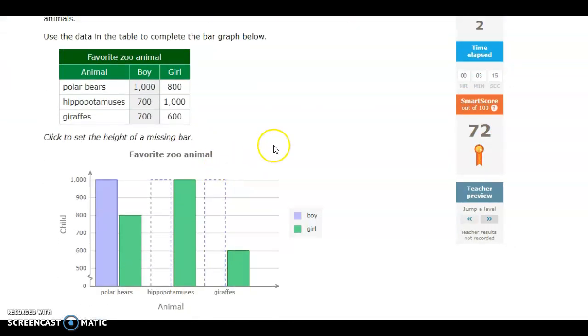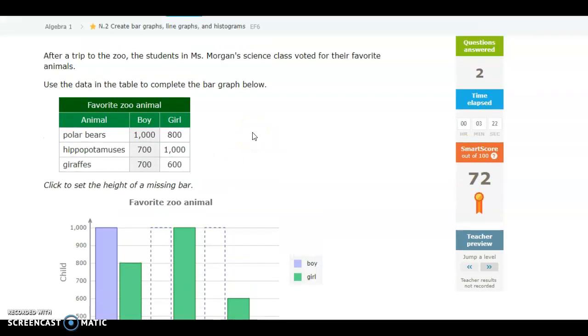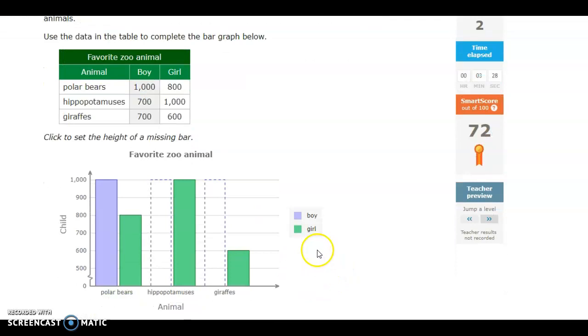The last thing it's going to do is it's also going to break down graphs as far as maybe different years, or for example, this one, they broke it down into boys and girls. So you have to use your keys to help you. So we're going to use all the information, not just the title and the y-axis and the x-axis. We're also going to use our key over here.